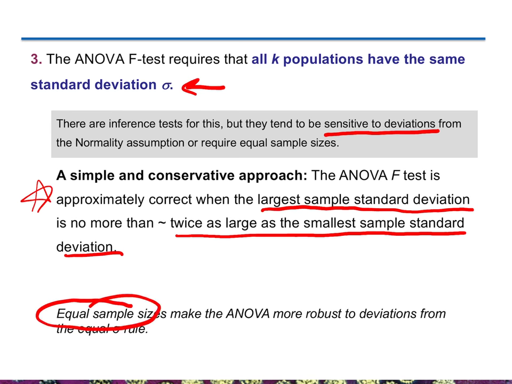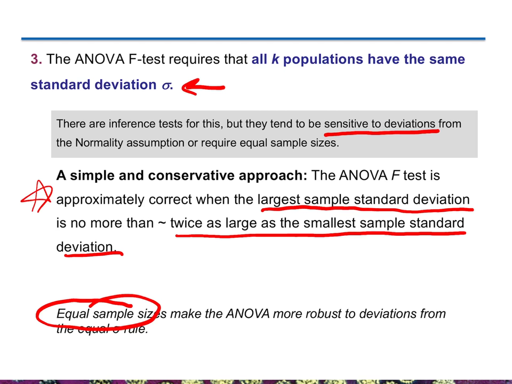And also, an important point, having equal sample sizes in each of your samples, say 20 rats, 20 rats, 20 rats in 3 different diet groups, makes the ANOVA even more robust to deviations from the equal standard deviation rule, okay? And it's always a good idea to try and get equal sample sizes, although life happens and sometimes it's just not possible. All right, let's go back and look at our rat example again.